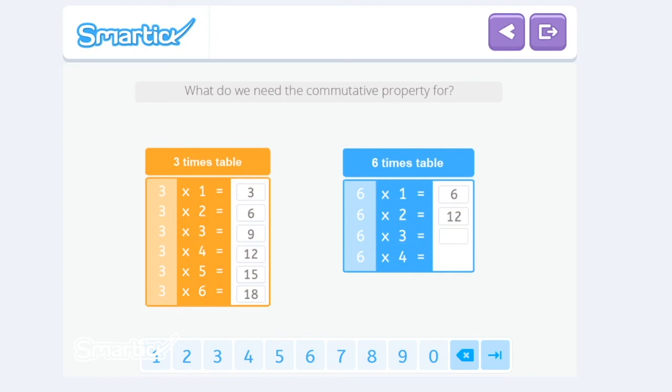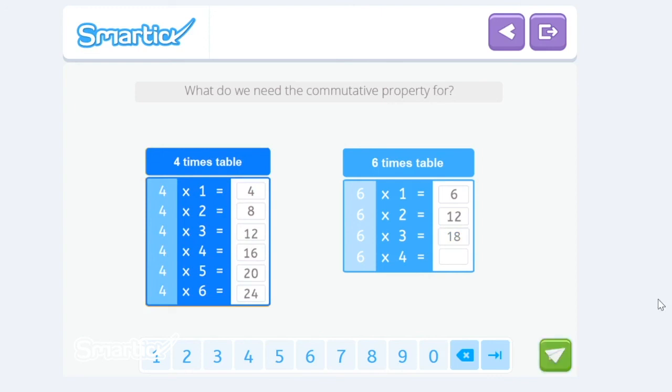What is 6 multiplied by 3? Easy, so since I already know that 3 multiplied by 6 is 18, that means 6 multiplied by 3 is also 18. Oops, 18. Great! Now, knowing the 4 times table, write the result of 6 multiplied by 4.